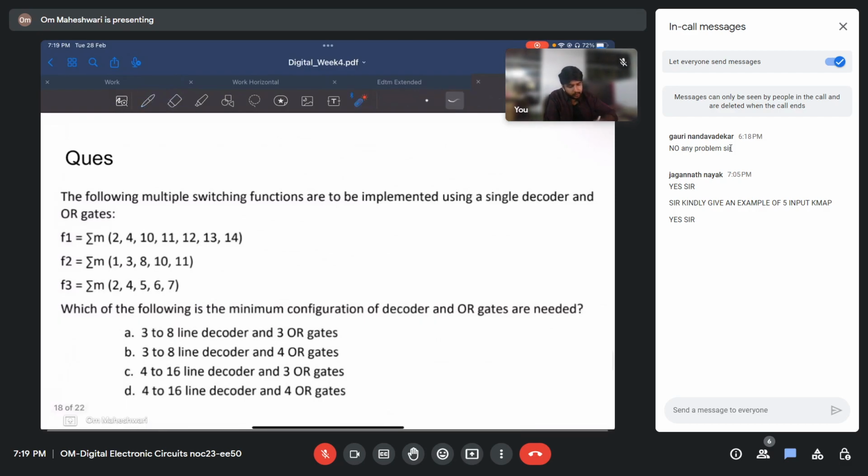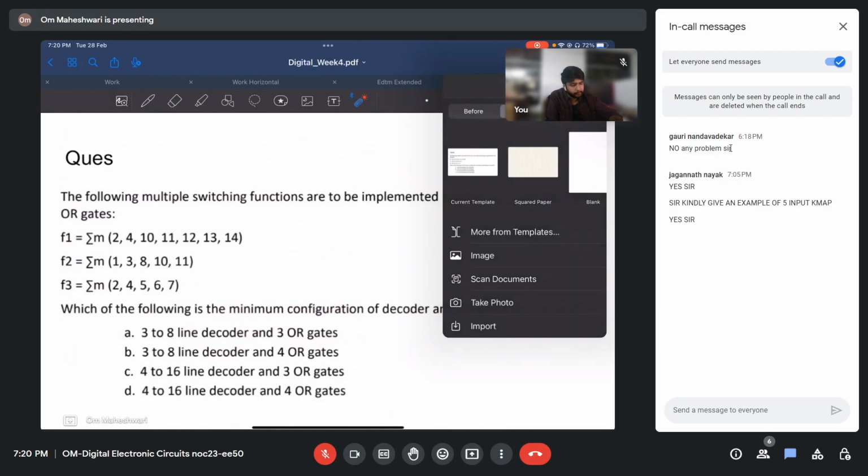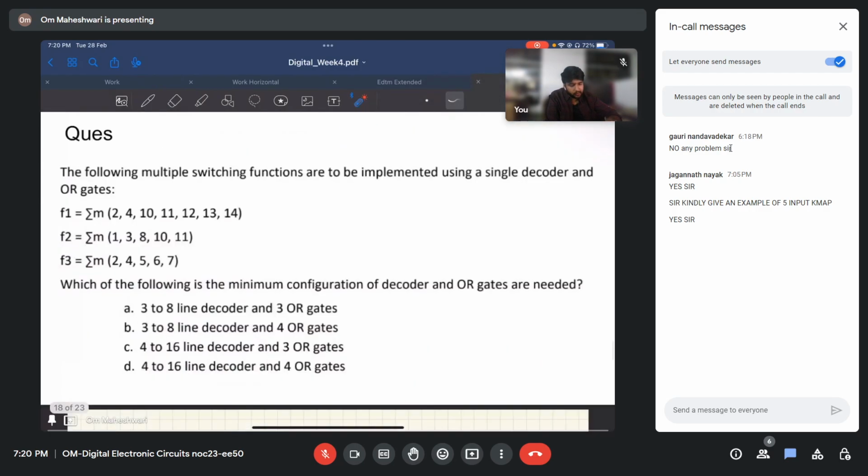So we have to implement these functions using a decoder, and we have to tell what kind of decoder and how many OR gates are required. So let us do this. One thing that we can see from the numbers 14, 11, 7 is that we must have four variables, right? Then only we can get to this 14 or 11 number.